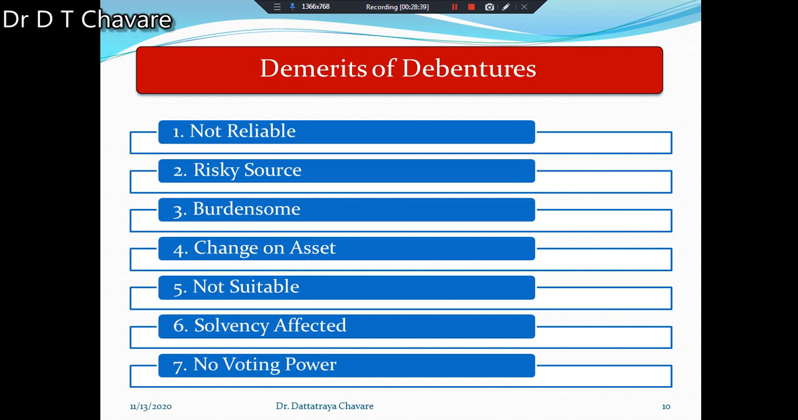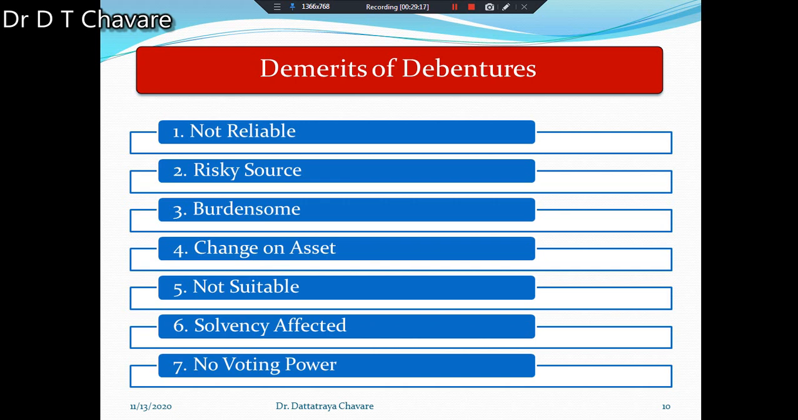Then the second demerit is risky source. Raising funds through debentures is risky. In case of failure of the company to pay interest or principal, the debenture holders may resort to filing a petition for winding up of the company. That is risky, and that's why it's called a risky source.